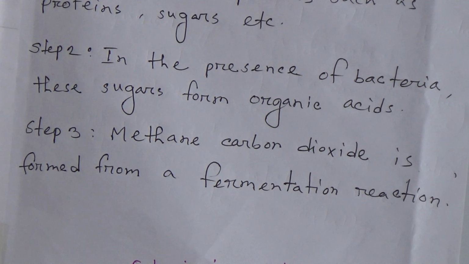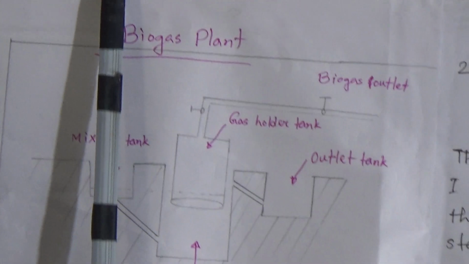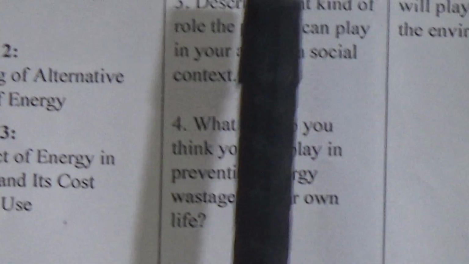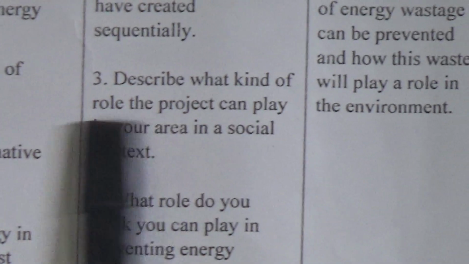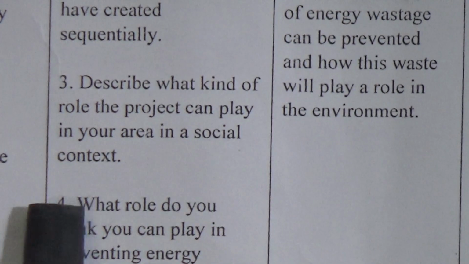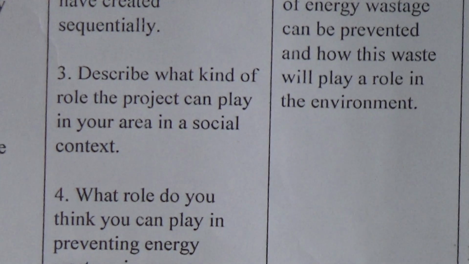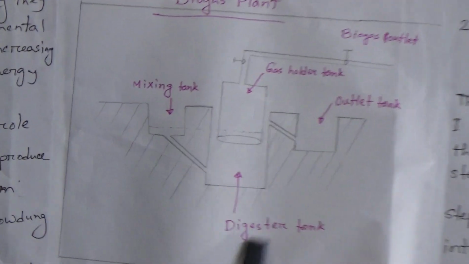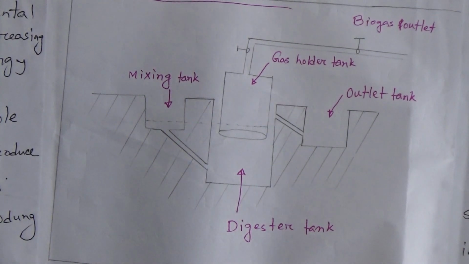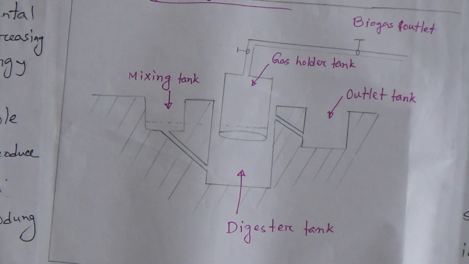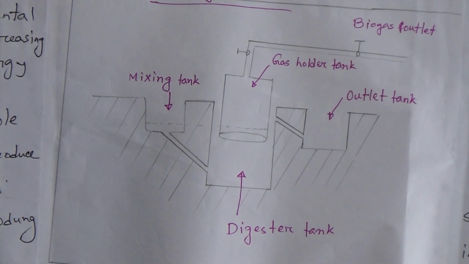My dear students, so I have given you the answer for question number 1 and 2, and you can do this assignment on your own, the whole assignment on your own. Question number 3 will be: describe what kind of role the project can play in your area in a social context. So suppose this one is a biogas plant, so you have to describe what kind of role this project can play in your area in a social context. You have to describe it.